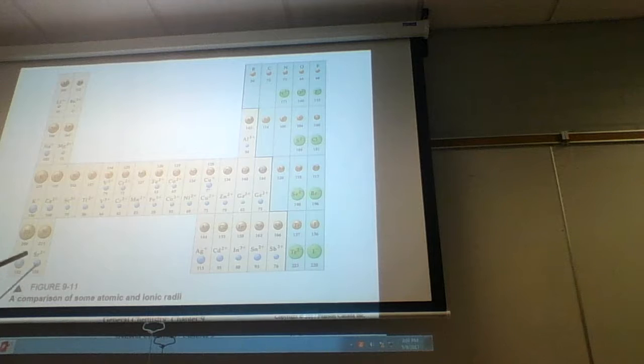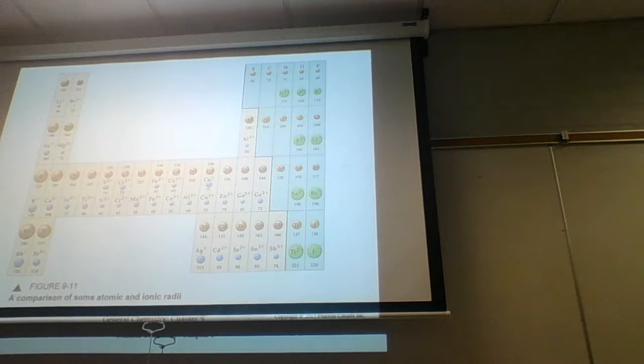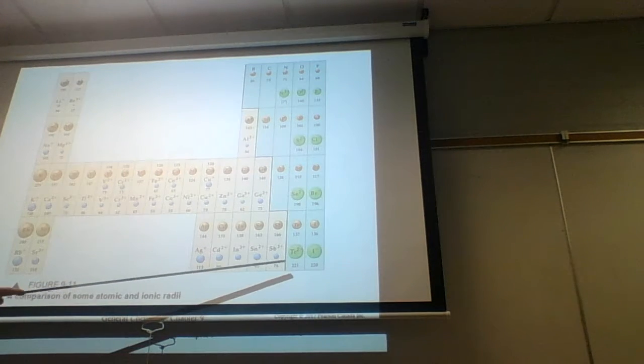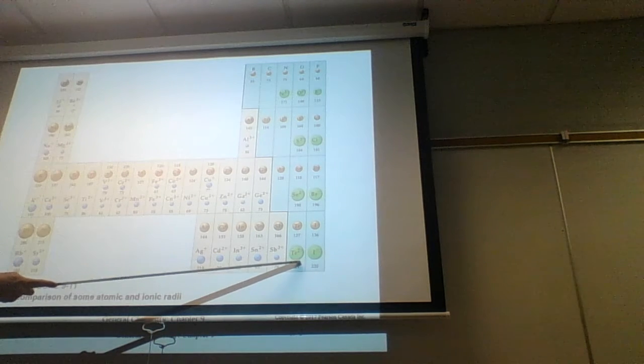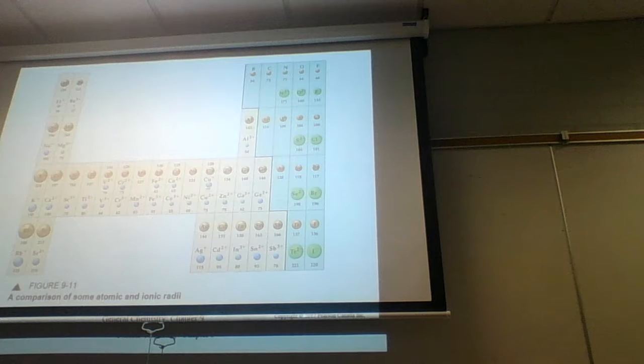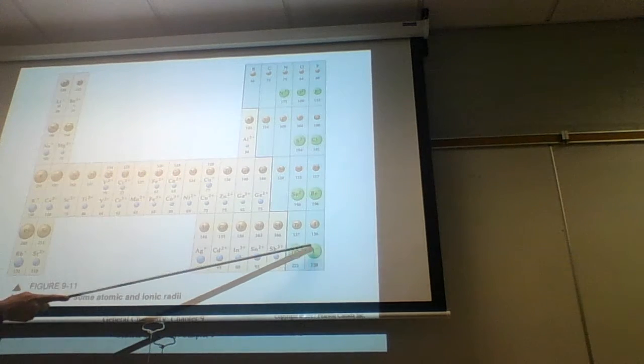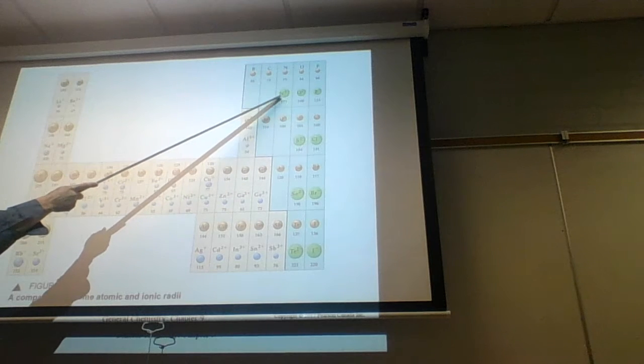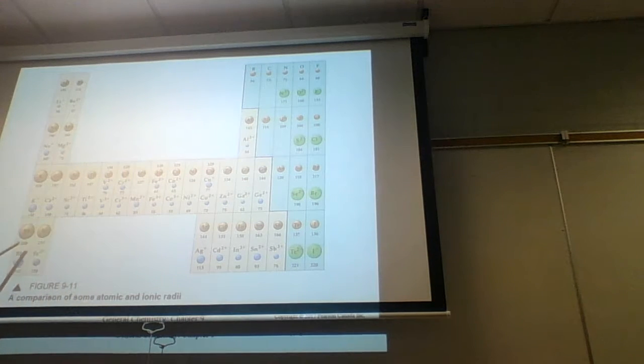And so this does something strange to the sizes. As far as the biggest atoms go, they're at the bottom left. As far as the biggest ions go, the biggest ions are at the bottom right. And when we look at the anions, it turns out all the anions are bigger than the cations for the most part. There are exceptions, of course.